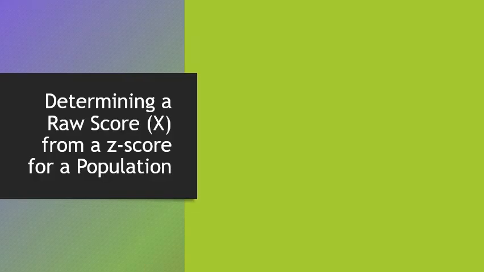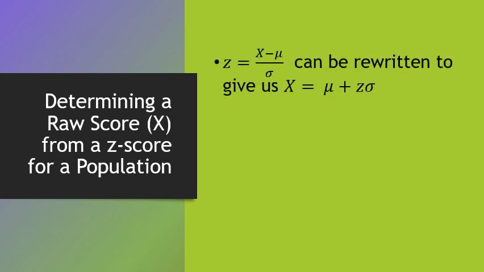Now let's see how we determine a raw score if we're given a z-score for a population. So we can rearrange the equation. z is equal to x minus mu over standard deviation. Just cross multiply, rearrange a little bit, and you get x is equal to the mean plus z times the standard deviation.